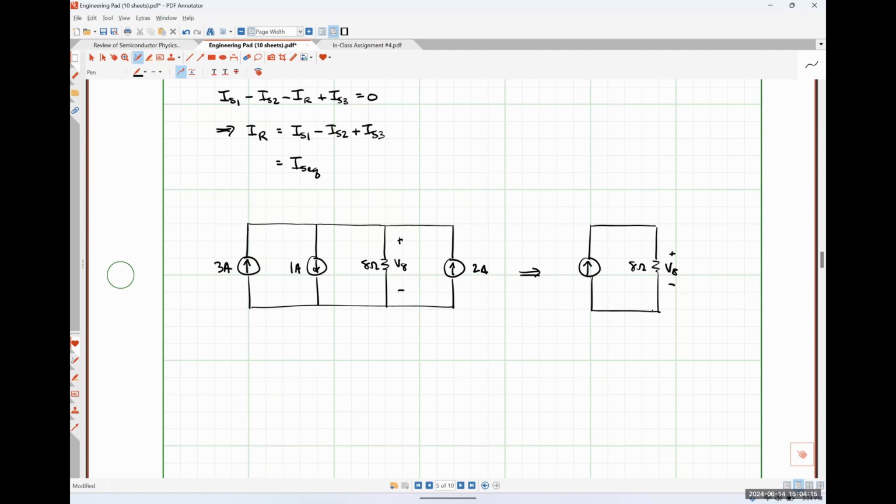Because I've drawn my equivalent current source with a direction up, all of my current sources with direction up are going to be considered positive, and all of my current sources with direction down are going to be considered negative. So what do you guys think the equivalent current source should be? 4 amps. 4 amps, absolutely right. 3 minus 1 plus 2 is equal to 4 amps. And so from that, V8 is 32 volts. It doesn't need to be any harder than that to combine current sources in parallel.